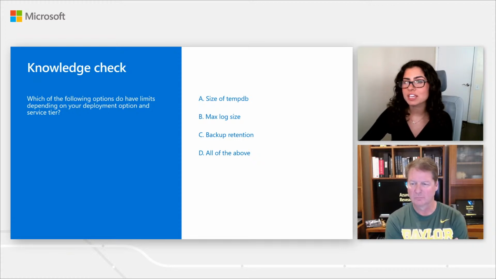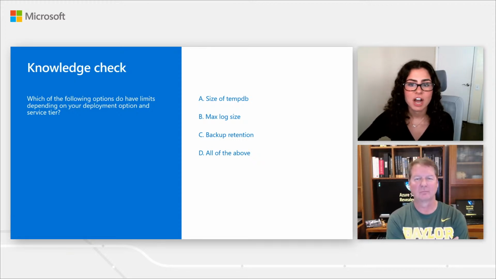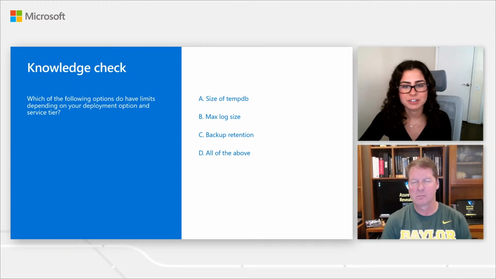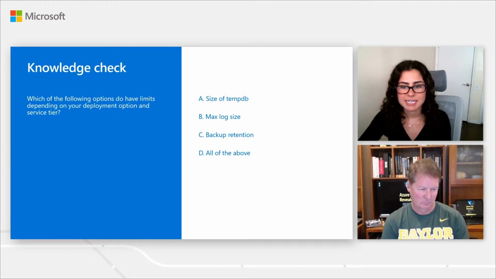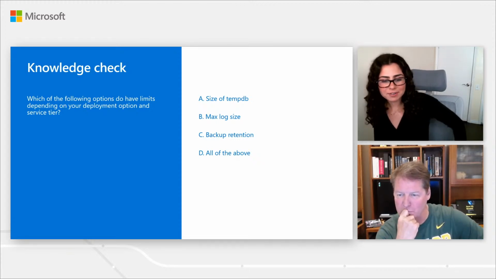So this is a little bit tricky. You had to have been paying attention to what Bob was saying to try to figure out which of the following kind of depend on the deployment option and service tier. So I'm going to give you guys a few seconds to bring in your answers. Bob, what do you think? Do you think people are going to be able to tackle this one?